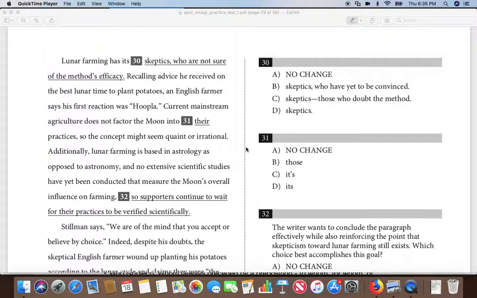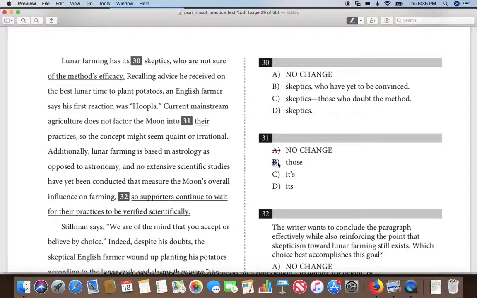So I know right off the bat we can eliminate A. What else can we eliminate? Definitely B, because it says moon into those practices. Yeah, and it's plural, and we need a singular here. So is it C or D? It would be D, because it's possessive, and that matches the number.